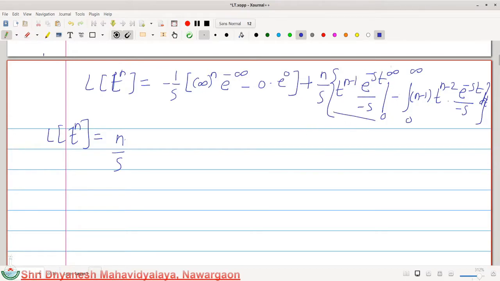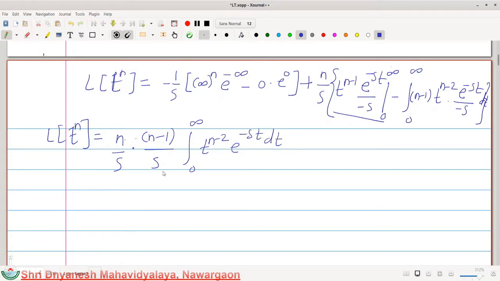So we are not going to write that part. And what remains here? See, n minus 1 and s are constants of integration. So both can be taken out of integration, and this minus becomes plus. So this is into n minus 1 upon s, and what are the remaining things? Integration 0 to infinity t to the power n minus 2 e to the power minus st dt.